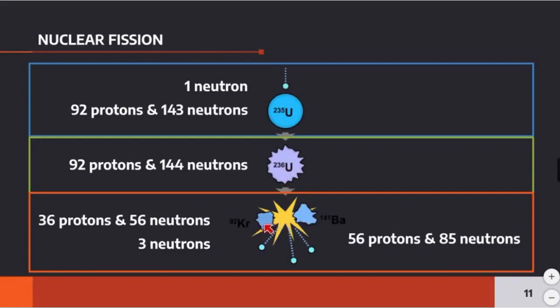When it splits into krypton-92 and barium-141, krypton-92 has 36 protons and 56 neutrons, and the barium-141 has 56 protons and 85 neutrons. If we add up 56 plus 36, 92, the protons didn't change. They've just been divided into 2 different nuclei. The neutrons, 56 plus 3 is 59, 59 plus 85 is 144. Total neutrons never changed in this fission reaction. Protons stay the same, neutrons stay the same, they just change where they're located. They rearrange themselves.